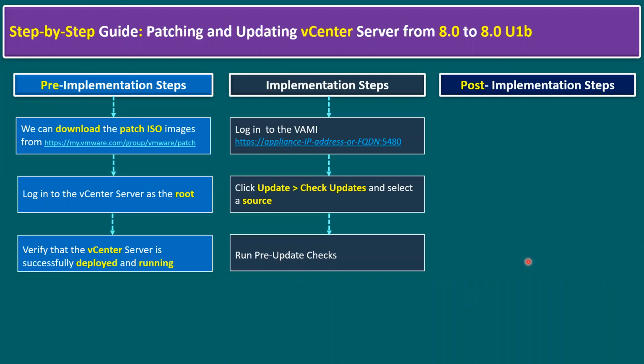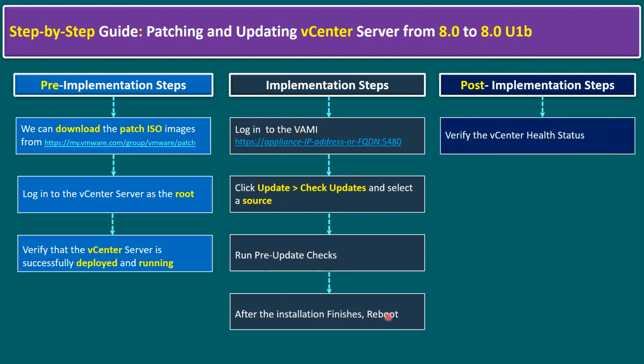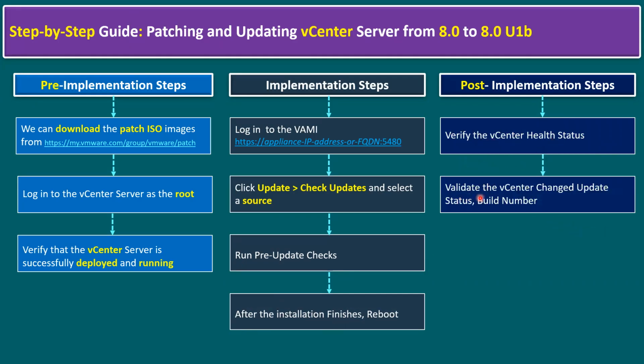Okay, let me explain the further steps in the meantime. Once the pre-update checks are completed, we have to use install. Once the installation finishes, we have to reboot the vCenter server. That is the implementation steps. And in the post-implementation steps, we have to verify the vCenter server health status and also validate the vCenter update status. That means the build version may update to the latest version. So that version we have to validate.